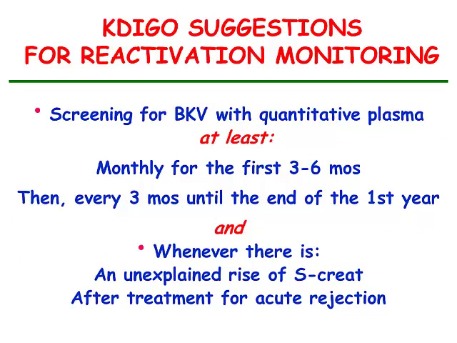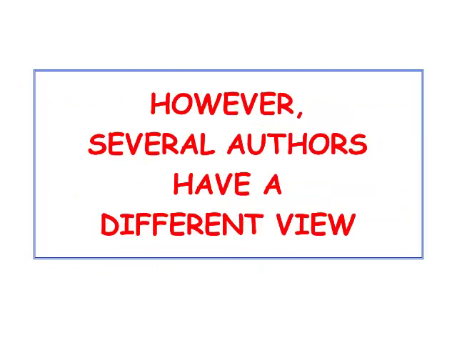And they go further, and they say that patients with a kidney transplant should be screened for BKV with quantitative plasma testing at least monthly for the first 3-6 months, then every 3 months until the end of the first year. And whenever there is an unexplained rise of serum creatinine, and after treatment for acute rejection, because these can favor the reactivation of the virus. However, not all authors, not all clinicians agree on what the KDIGO guidelines say.